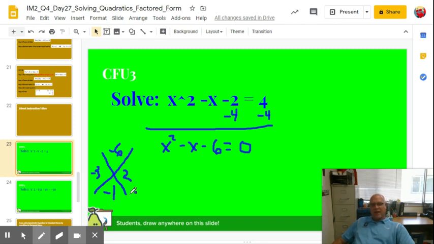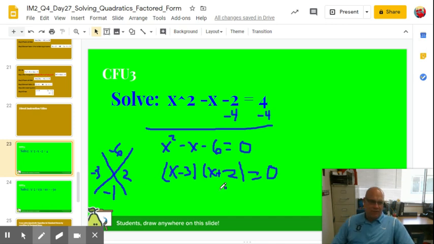All right. Again, we do not need a generic rectangle now. So now we write the factored form, which is x minus 3 multiplied by x plus 2 equals 0. You see that? We took the quadratic equation that's in standard form. We rewrote the exact same equation, but now it's in factored form.